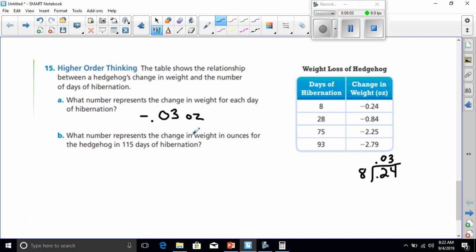What number represents the change in weight in ounces for the hedgehog in 115 days? Well, that's really easy. We could just take 115 days and multiply it by 0.03. If we do that, well, that's going to be 15, carry the 1. That's going to be 3, then 4. Then that's going to be 3. We have to move our decimal place 2 spots. So that's going to make 3.45 ounces. And again, we're talking about negative numbers. So it'd be negative 3.45.